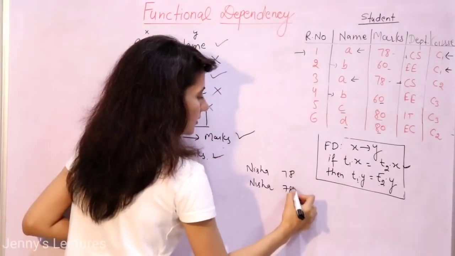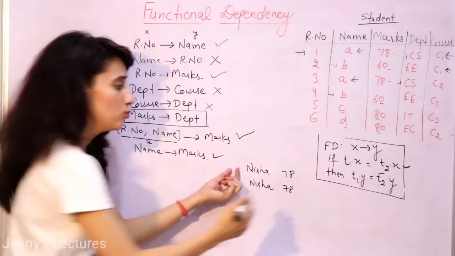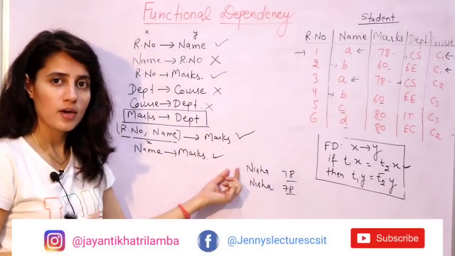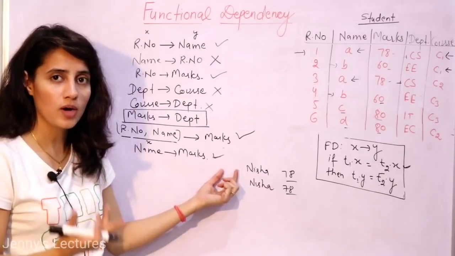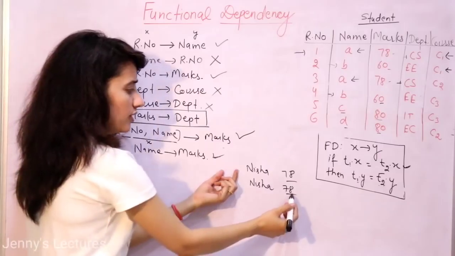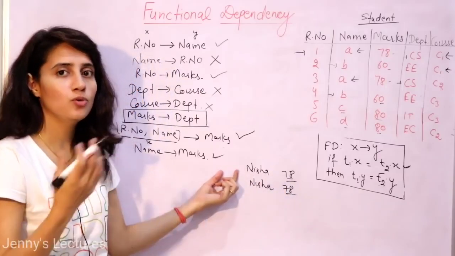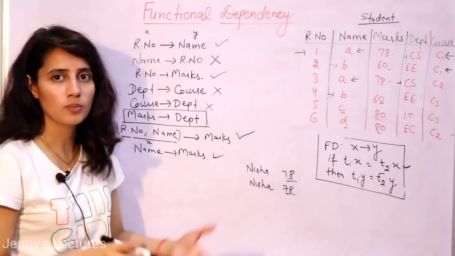See, let us take this example. Two students in my class have the name Nisha and both students have the same marks. If I am recording their marks in my register and I call the name Nisha, tell me your marks, then obviously both have the same marks, so both will say 78, and there would be no problem. Either this one or that one will tell, there would be no problem.